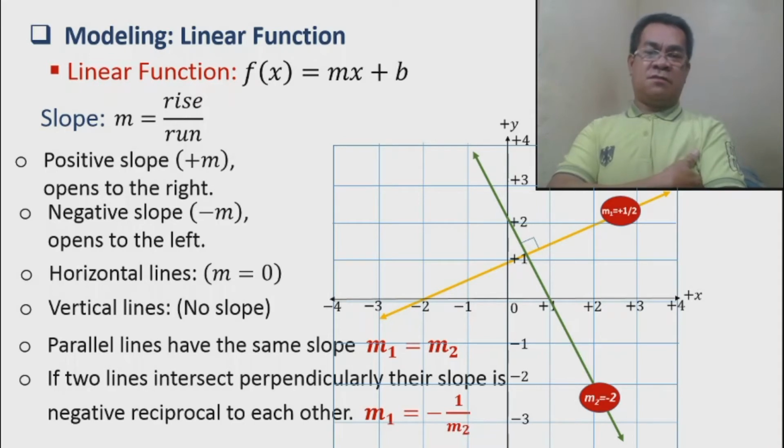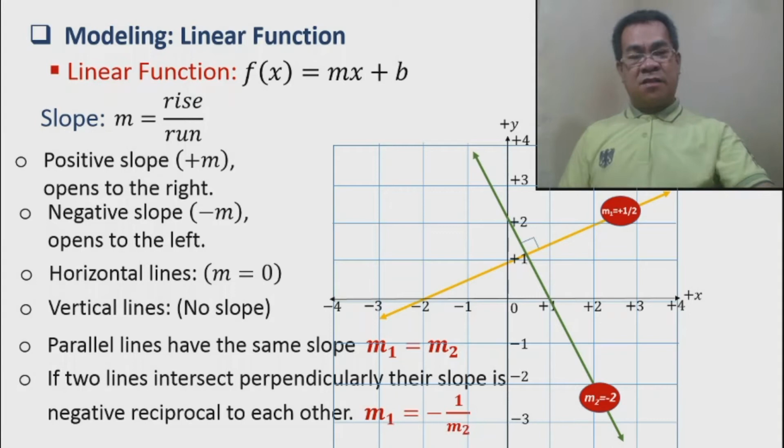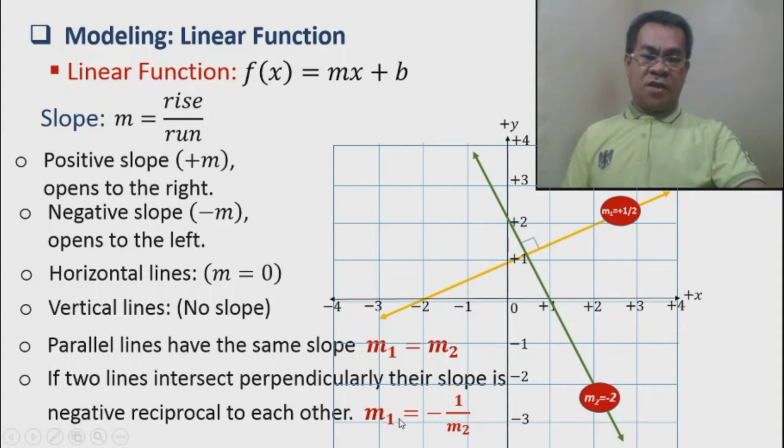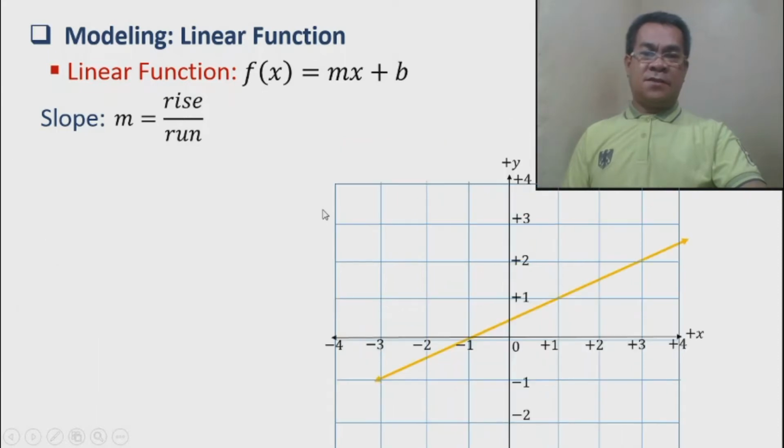With that, if there is information that the two lines are perpendicular or parallel, then again, we can use this. Take note that when we say rise over run, it is delta y over delta x. It should be the rise. Delta means change.